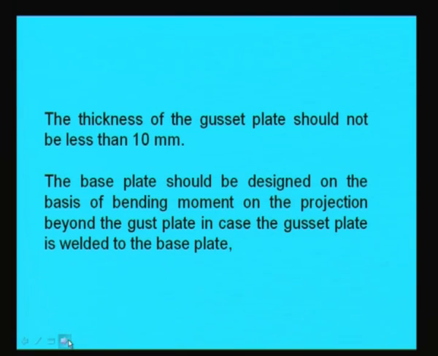Now some codal provisions we have to keep in mind while designing: the thickness of the gusset plate should not be less than 10 mm. The thickness of the gusset plate has to be at least 10 mm. That is the codal provision given, so we have to keep it in mind while designing.